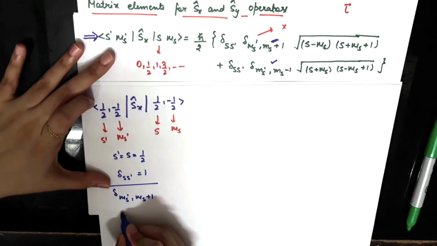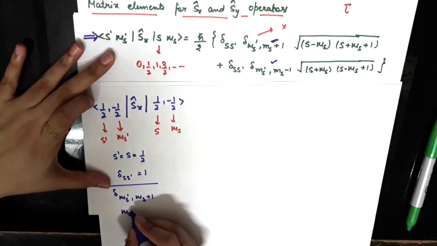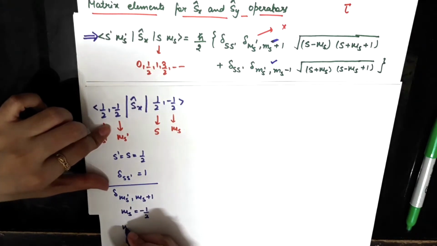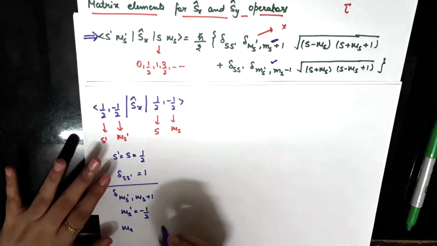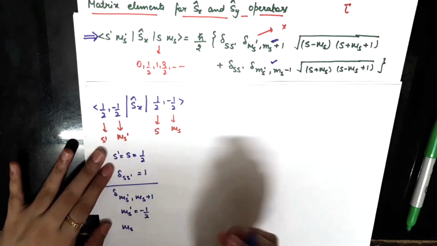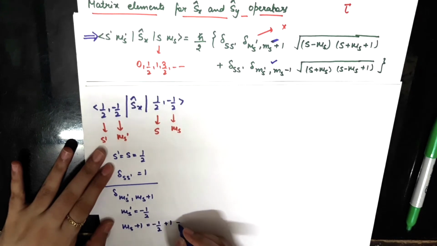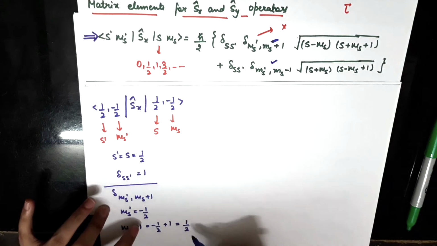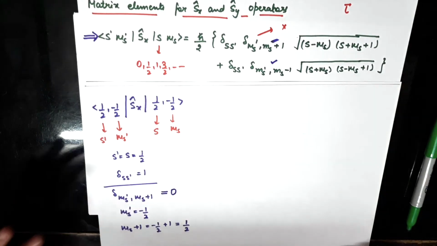In our case, MS prime, in the second delta of the first term, as we have seen, is minus half, and MS for our case is also minus half. But MS plus 1 is what I am interested in. So this is minus half plus 1, which gives me plus half. These two terms, one is minus and one is plus, so they don't match. So this delta in our case would give me 0.